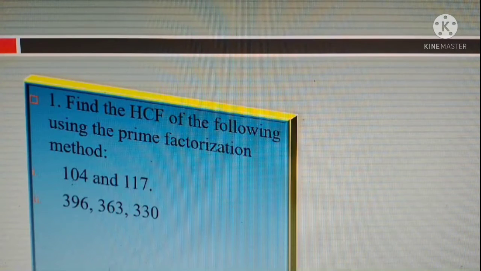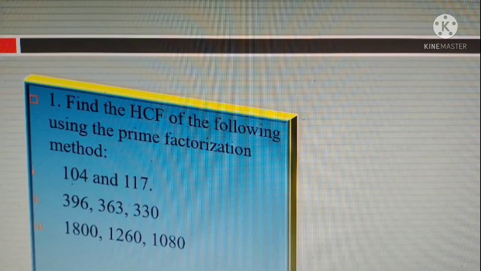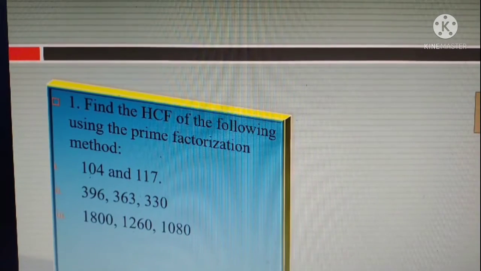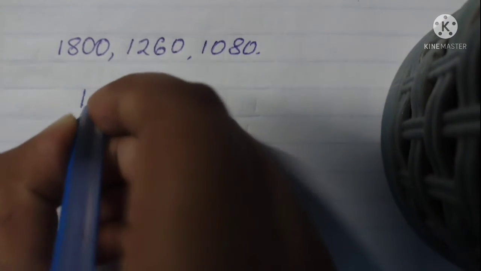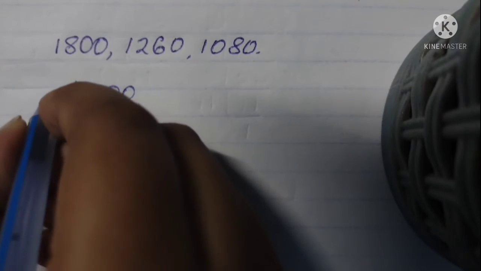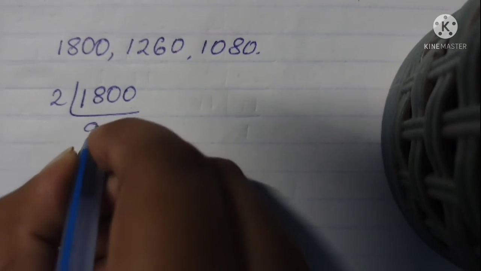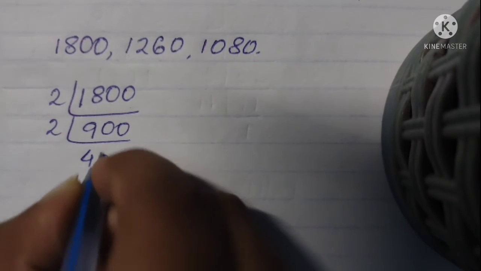Now let's see the third number: 1800, 1260 and 1080. So let's find their HCF. First of all, let us find the prime factorization of 1800. It is divisible by 2. Then what is the quotient? 900. It is also divisible by 2. What is the quotient? 450.